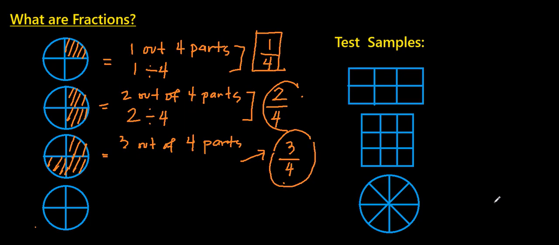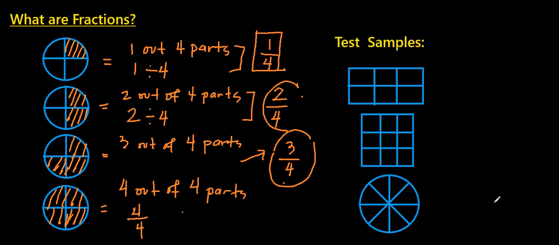What about if we shade 4 parts of the pie? Then we can say that there are 4 shaded parts out of 4 parts, or 4 out of 4, or a whole, 1 whole.